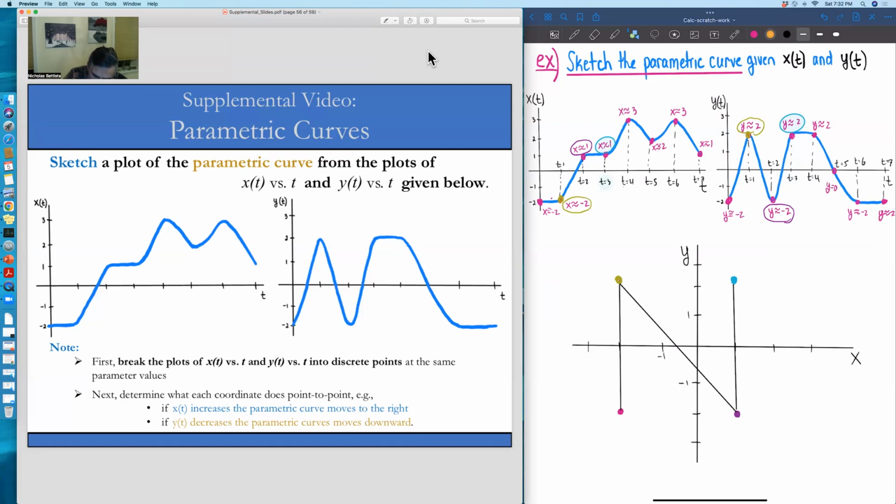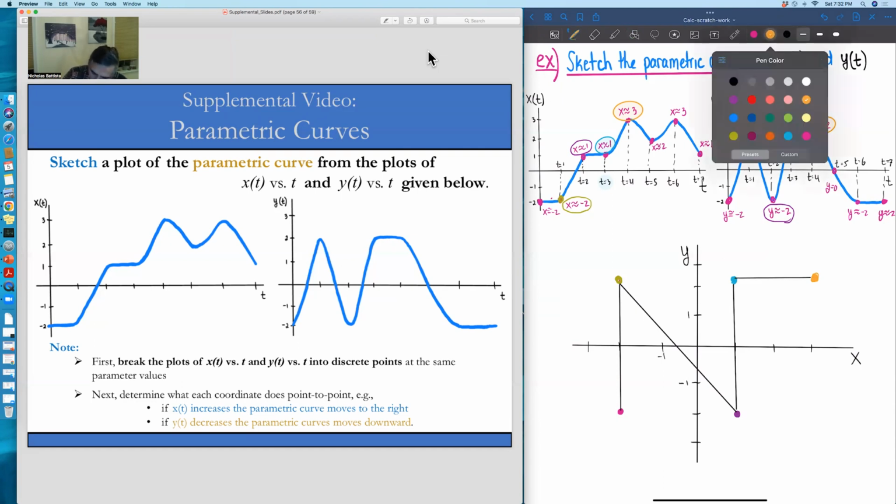All right, so when t is 4, our x value looks like 3, and our y value now looks like 2. So when t is 4, we're about at x equals 3, and we are at y is about 2. So it looks like we are around here. So again, connect with a straight line.